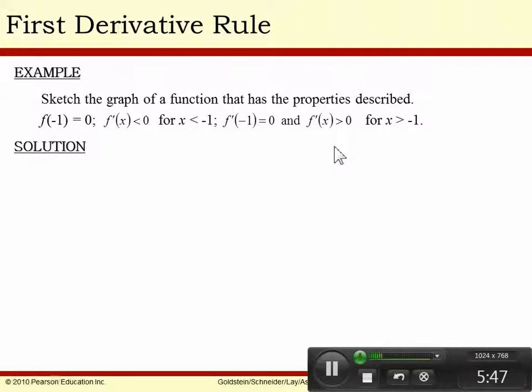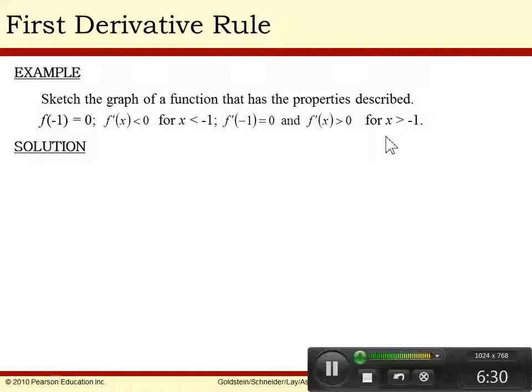Before I draw the picture for you guys, anyone have an idea of what the shape is going to look like? The function's 0 at negative 1. If we're to the left of negative 1, the function's going down. Once we get to negative 1, the derivative is 0, so it flattens out. Then when we get bigger than negative 1, the function's going up again. At negative 1, the derivative is 0, so it's a flat line at 0. And f prime of x is greater than 0 for x greater than negative 1.